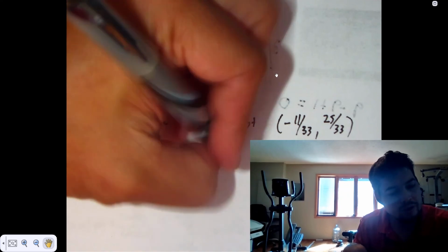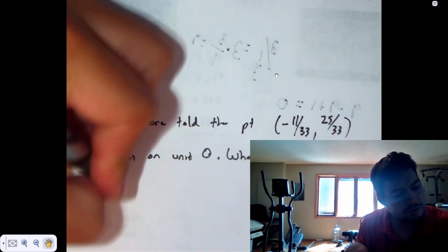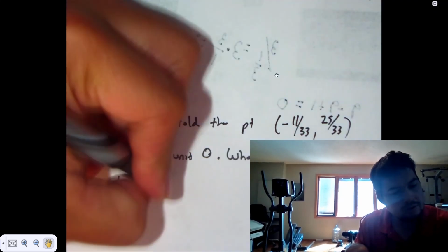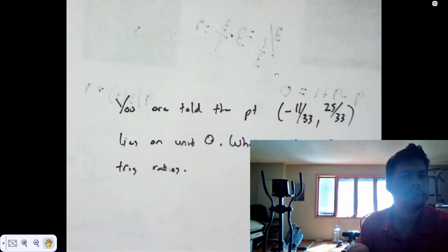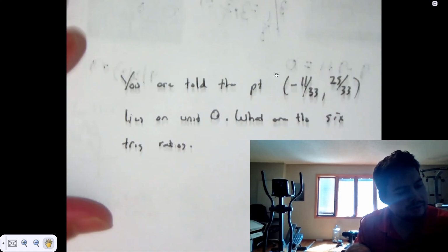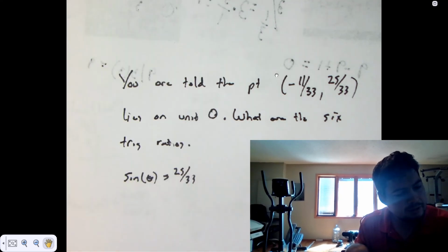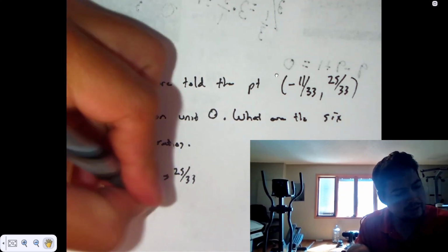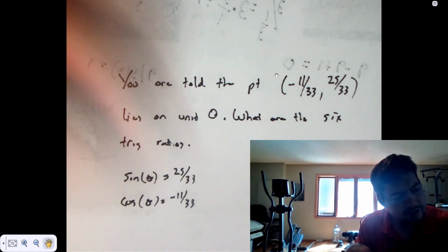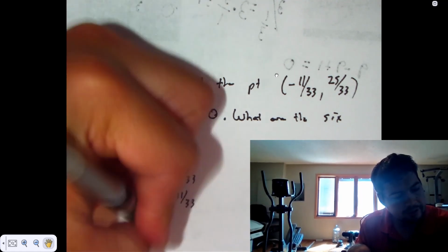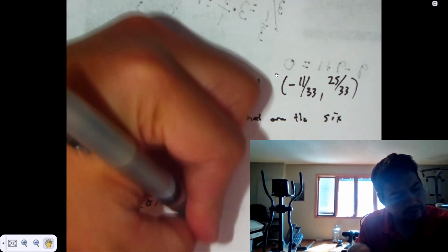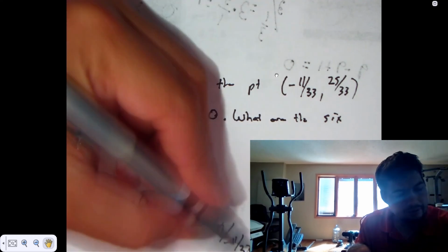What are the 6 trig ratios? So there's some stuff I haven't talked about here that you haven't seen in a while. It's okay. You'll remember it. Well, sine is easy. It's 25/33. Cosine is easy. It's negative 11/33. Tangent is easy. We just take y and we divide it by x. So that's not too hard. 25/33 divided by negative 11/33. 33's cancel, and we end up with negative 25/11.